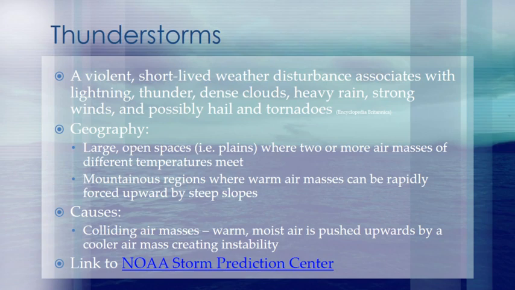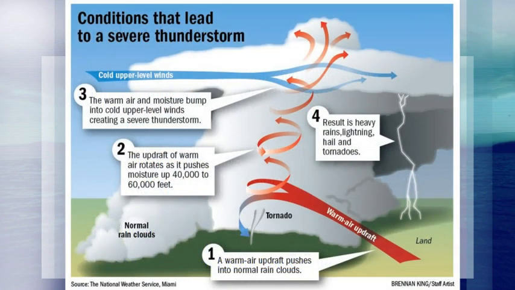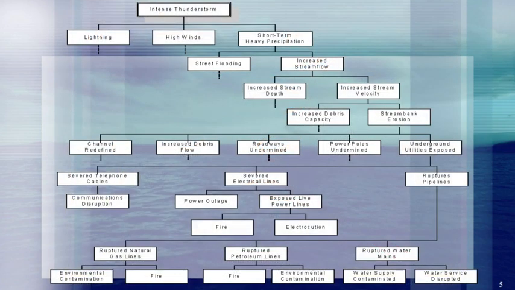The causes, like I said, are colliding air masses. Essentially what you need is some warm moist air that gets shoved up into the colder levels of the atmosphere. And I've put a link for you to the NOAA Storm Prediction Center, so check that out. And then I've put in a nice little diagram here about how you get the conditions that lead to severe thunderstorms, since we get so many of them. So make sure you check this out, and if you have any questions, let me know in class.